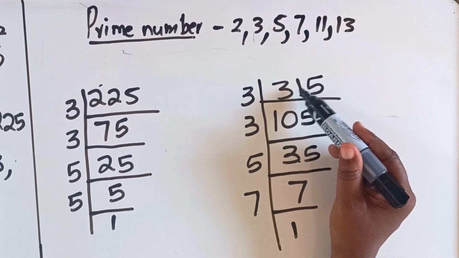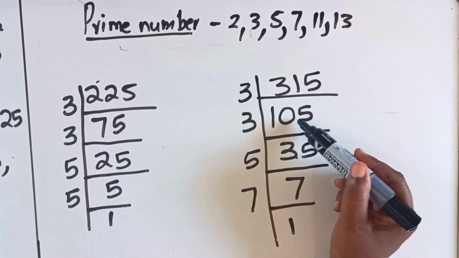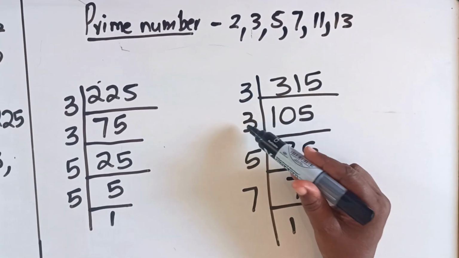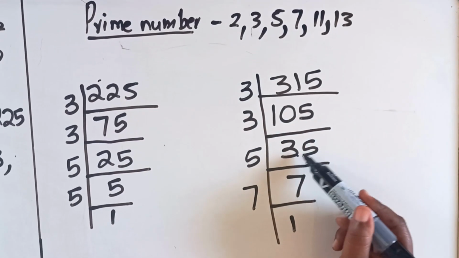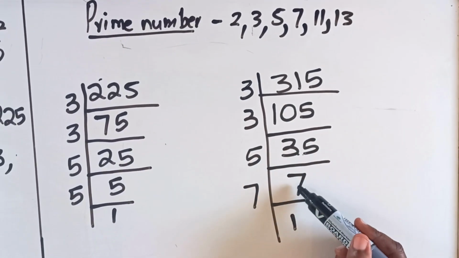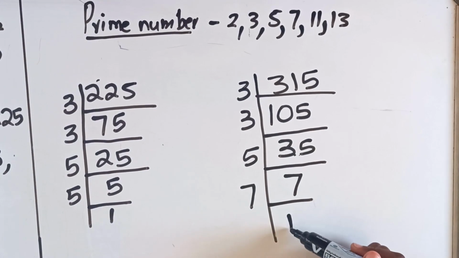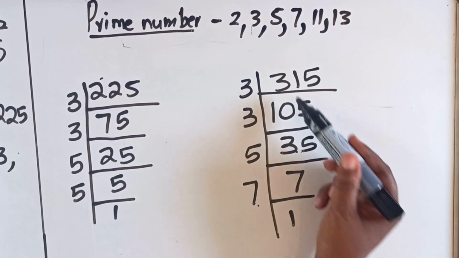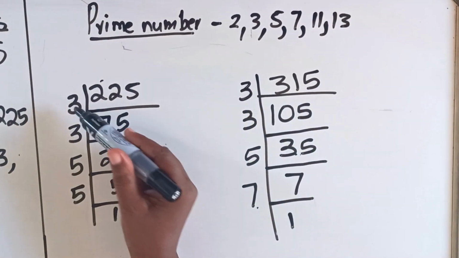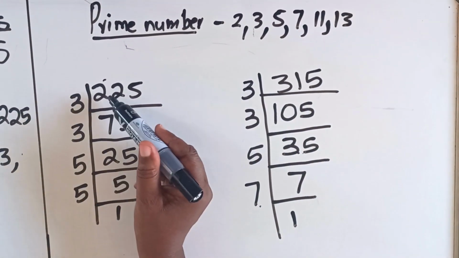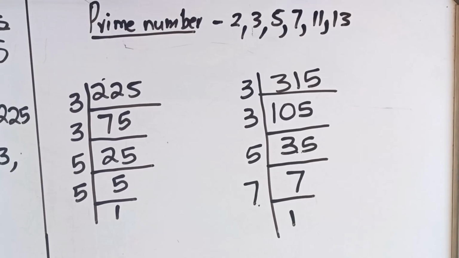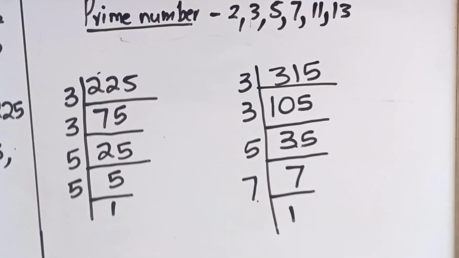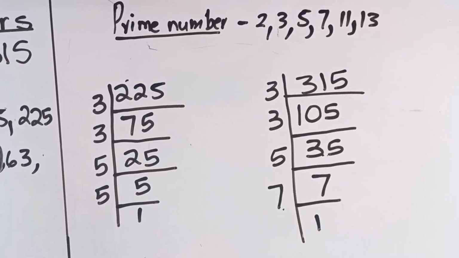You say 315 divided by 3. You write your answer here. You take that answer, you divide by 3. You write the answer here. 35 divided by 5 is 7. 7 divided by 7 is 1. Right? These are the prime factors of 315. These are the prime factors of 225. You remember with the other example, we had big numbers. Here you are only dividing with prime factors.